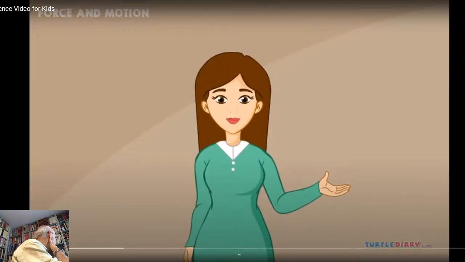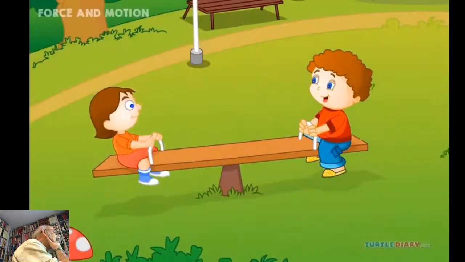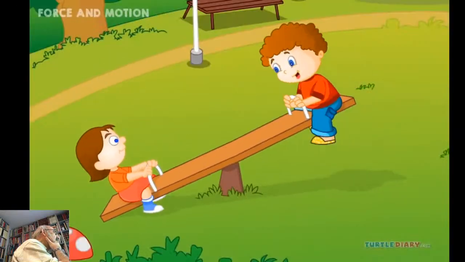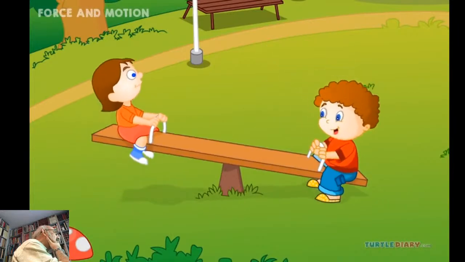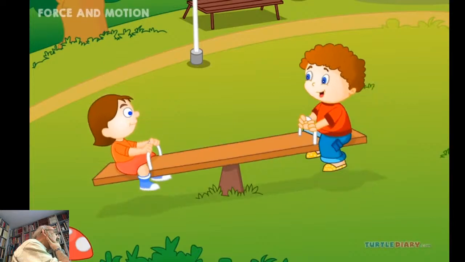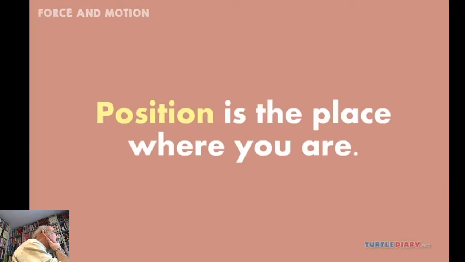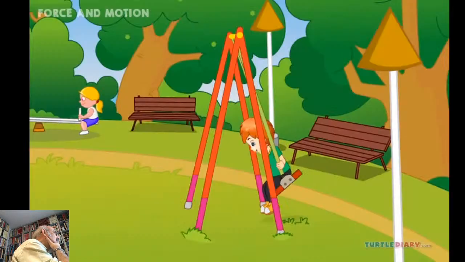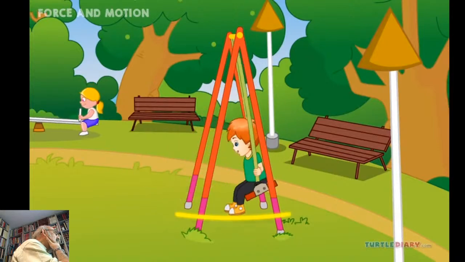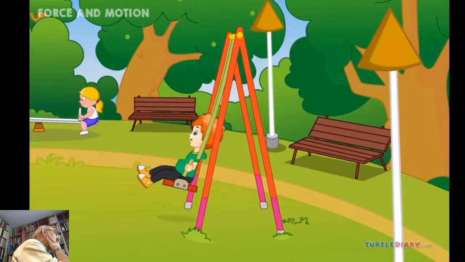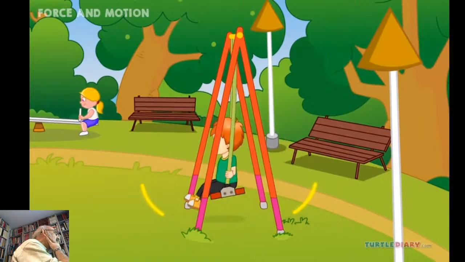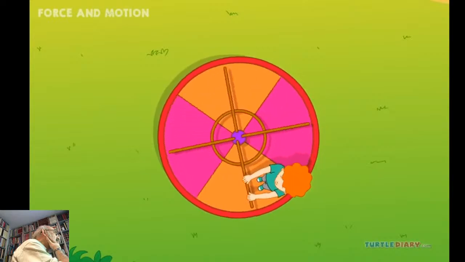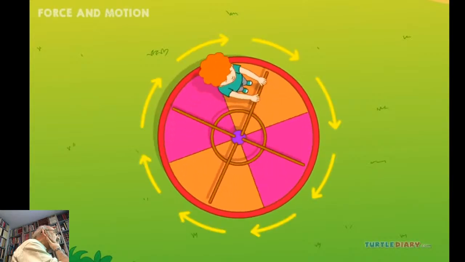When the seesaw is still and you and a friend sit on it, it begins to have motion. One seat goes up while the other goes down. They change their positions. Position is the place where you are. If you change your position, you are moving. There are different types of motion. If you swing on the swings, that's a back and forth motion. It's also an up and down motion. If you ride on a merry-go-round, you'll be going round and round in a circle.